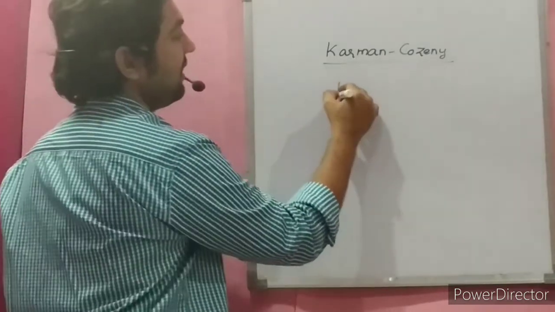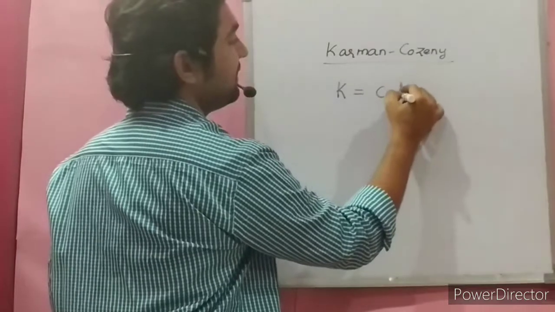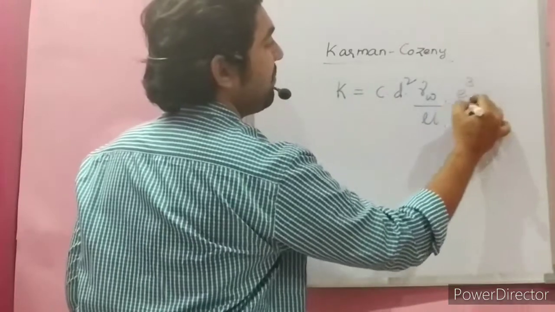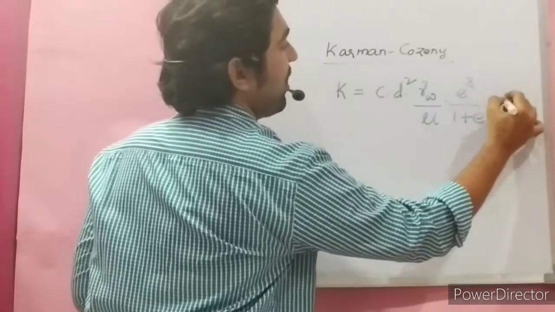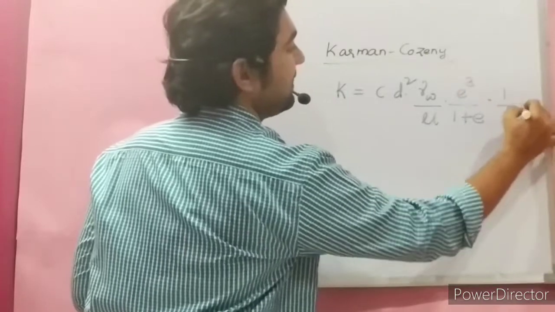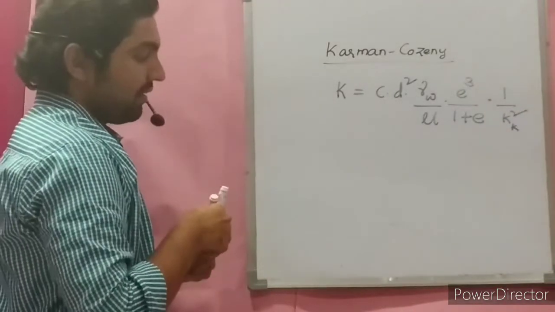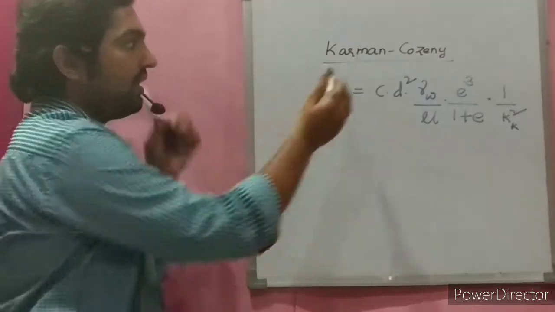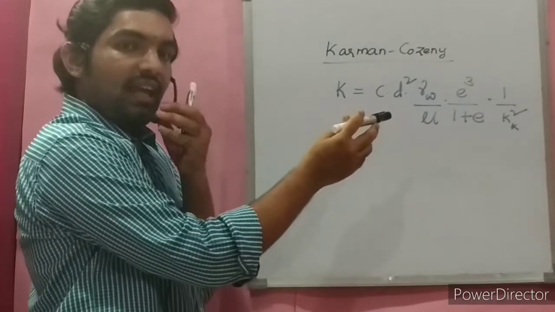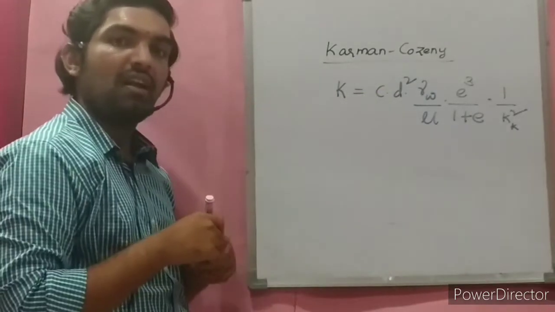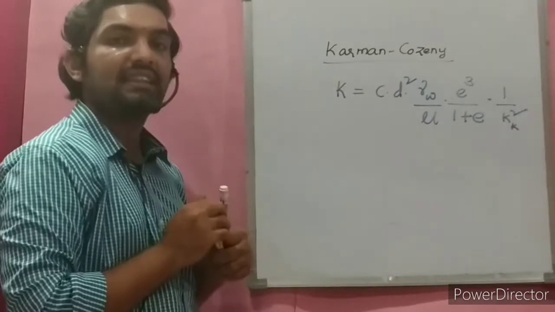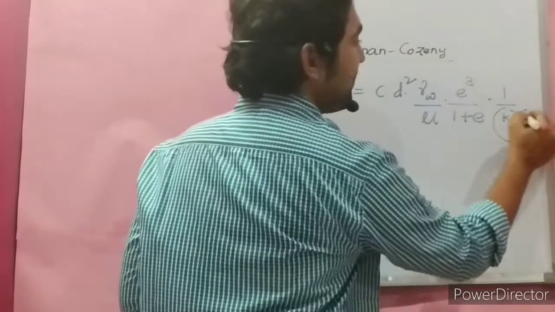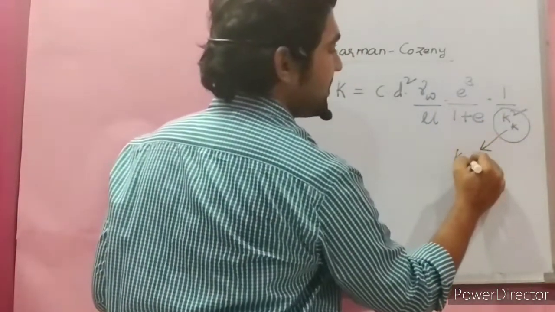What is his equation? K is equal to C D square gamma W by mu into E cube by 1 plus E into 1 by K suffix K square. This 1 by K is nothing but the Carman-Kozeny constant. His name is Carman-Kozeny. He experimented with several things on the permeability, on what factors the permeability depends, and he gave one equation. In this equation, this K suffix K is called Carman constant.